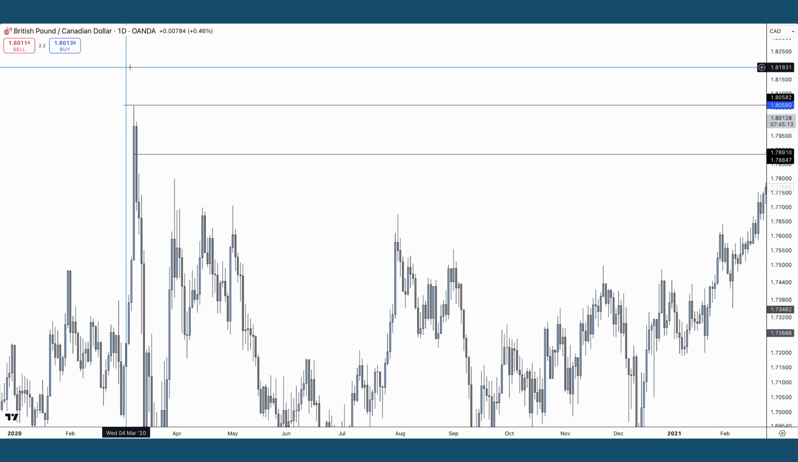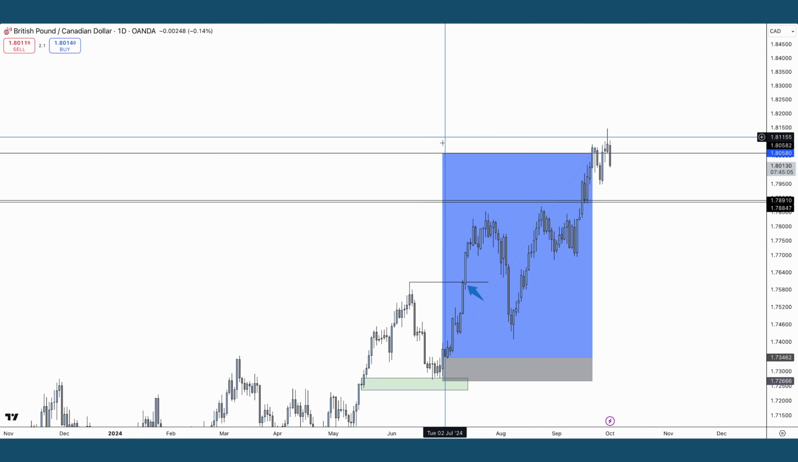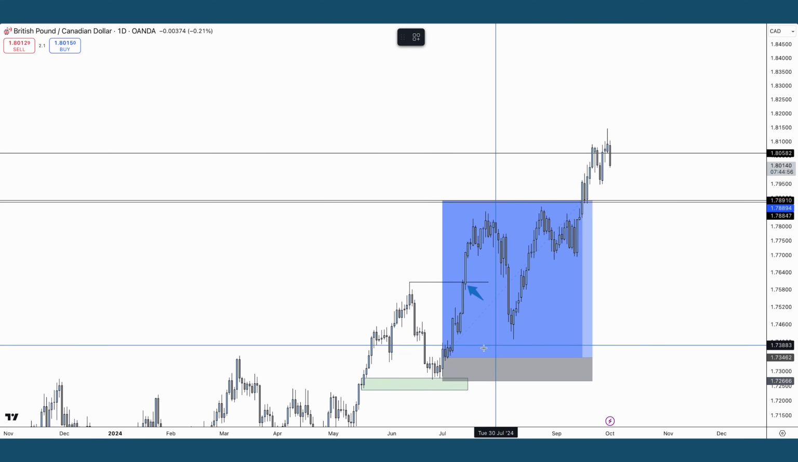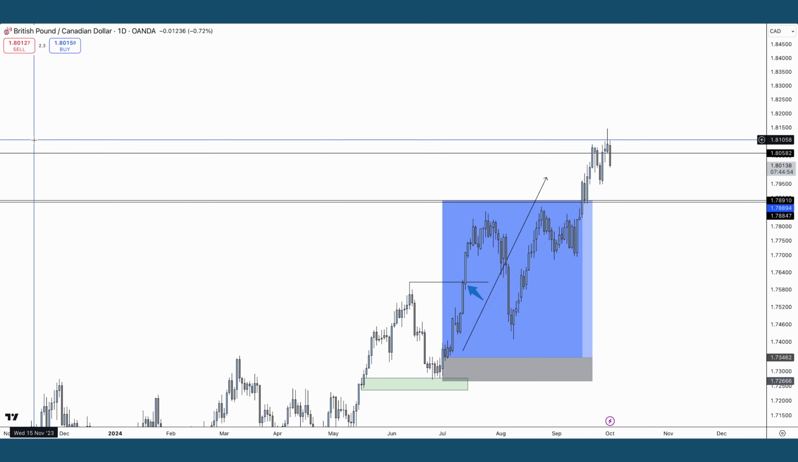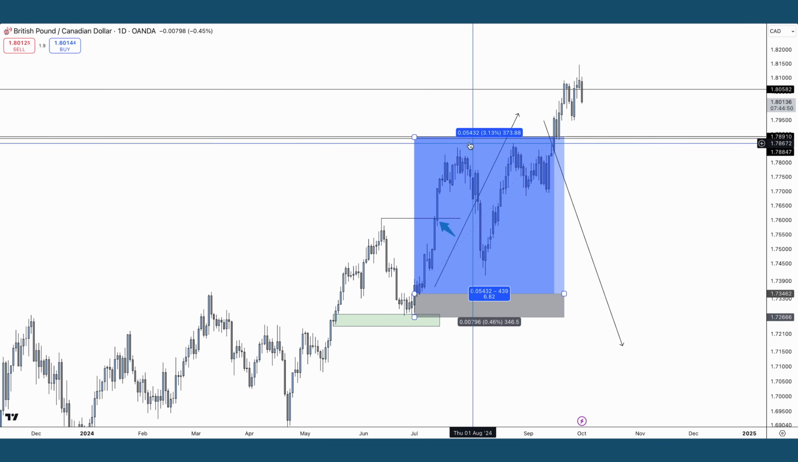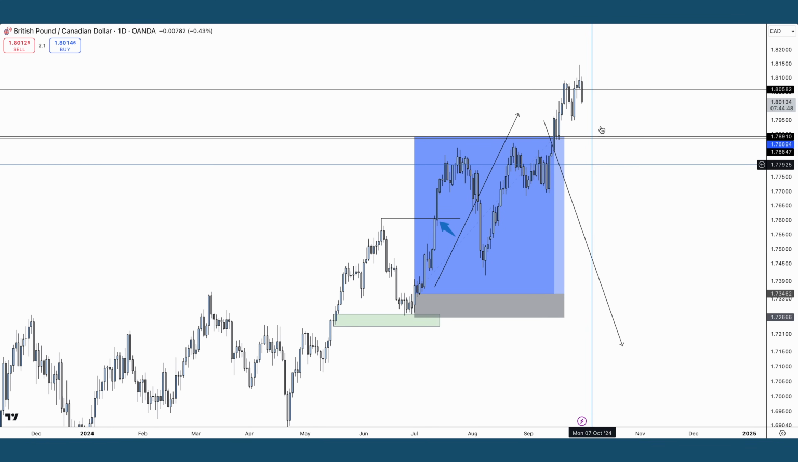So, for example, if there was a supply zone just here, instead of targeting the swing high, we'd look to target the lower boundary of that supply zone. Because that way, if the market was to trade into the area of supply and then reverse, we'd be getting out at the safest possible point so that the market doesn't completely flip on us.